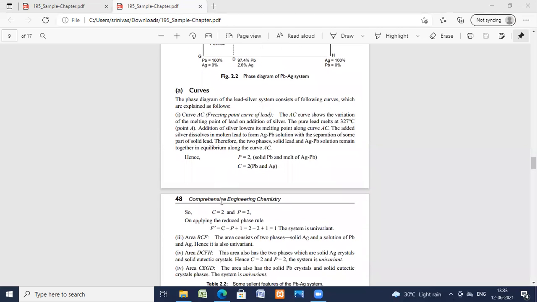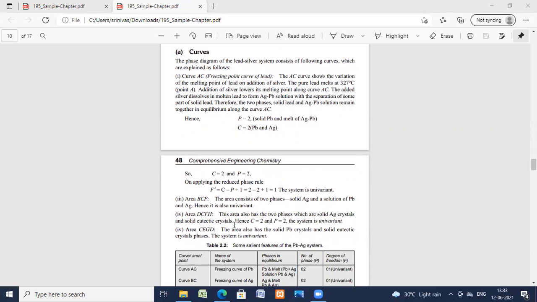So C is equal to 2, P is equal to 2. Now we'll apply the reduced phase rule. F prime is equal to C minus P plus 1. F prime is equal to C is 2, P is 2, 2 minus 2 plus 1. The system is univariate.